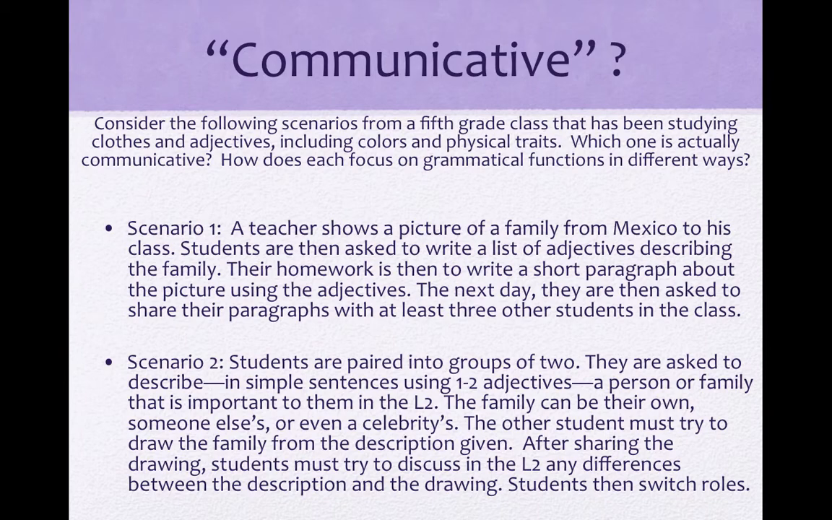A lot of times we can lose sight of what the meaning of the word communicative really is. So let's consider the following scenarios from a fifth grade class that's been studying clothes and adjectives, including colors and physical traits. Which one is actually communicative? Take a moment to read both and think about which one is actually communicative and how each focuses on grammatical functions in different ways.